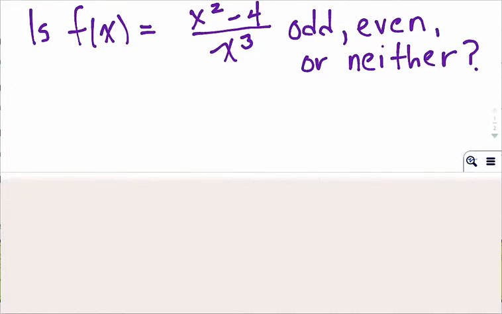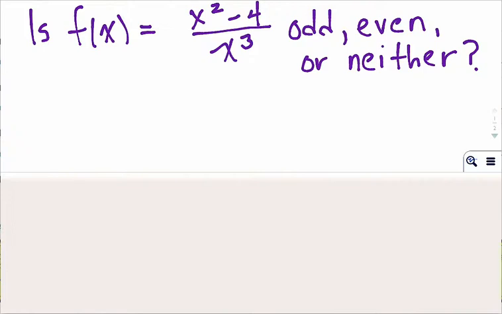An important skill this week to master is that of determining whether a function is odd, even, or neither. So let's look at this example. Here we have a rational function, and we want to know whether it's odd, even, or neither.